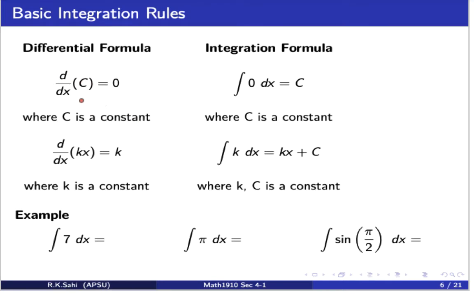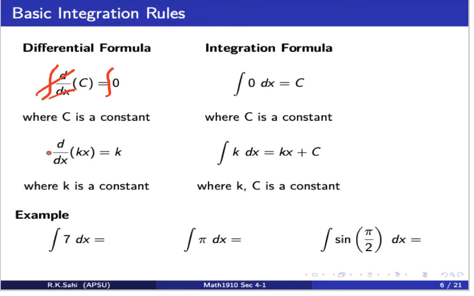Now, we all know the differential of a constant is 0. So remember, if I take the integral here, the integral of 0 dx is nothing but a c. In other words, the integral and the differential cancel out. So the integral of 0 dx is c, where c is a constant.